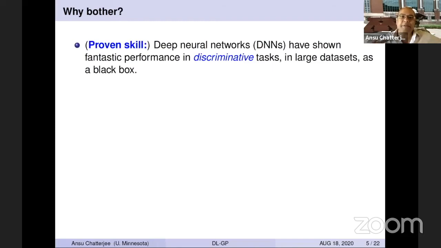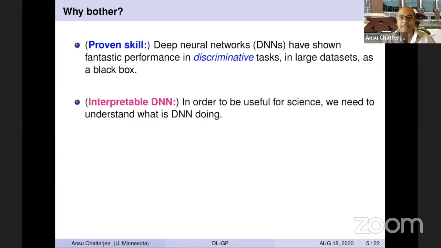So deep neural networks have fantastic performance demonstrated in tasks that are essentially discriminative. I mean, it can do great in distinguishing cats from dogs, or in being able to say where the boundary of two blobs of different colors lie, and things like that. So that's what deep neural networks are really good at in many contexts. It's essentially also a black box.